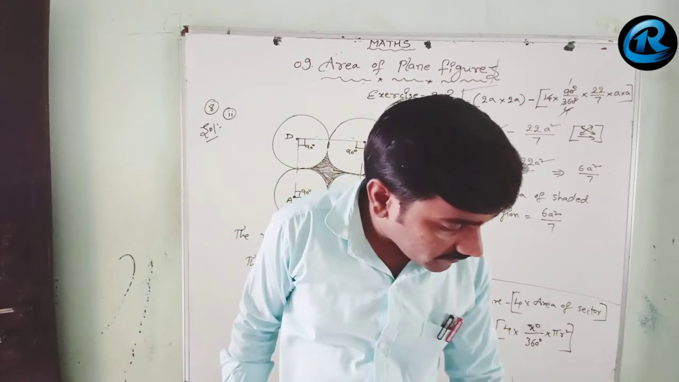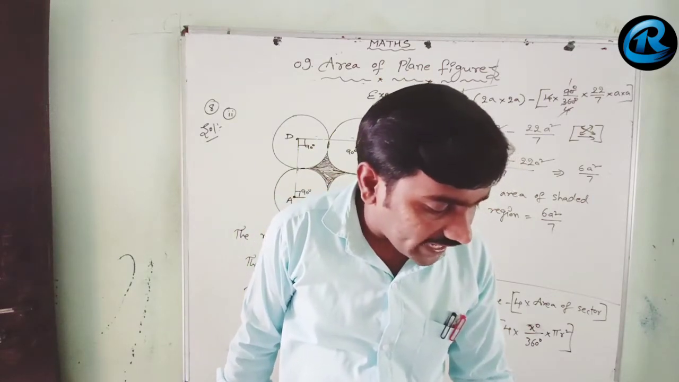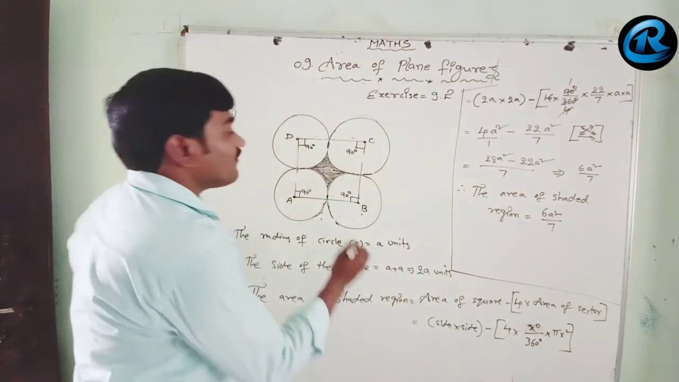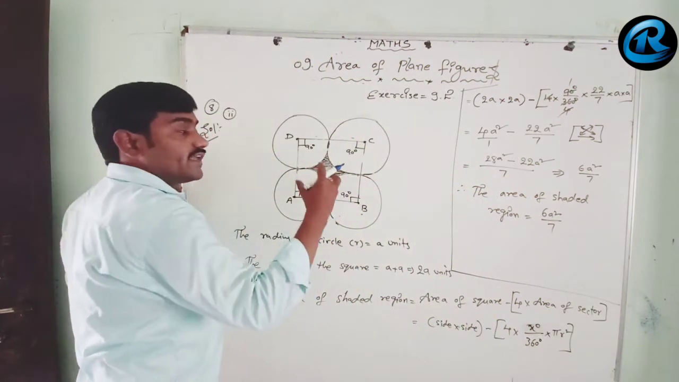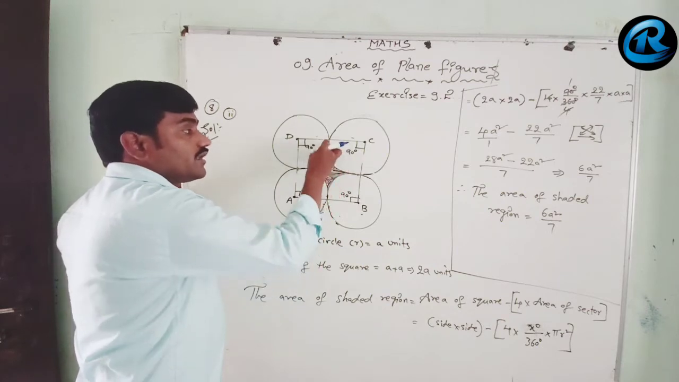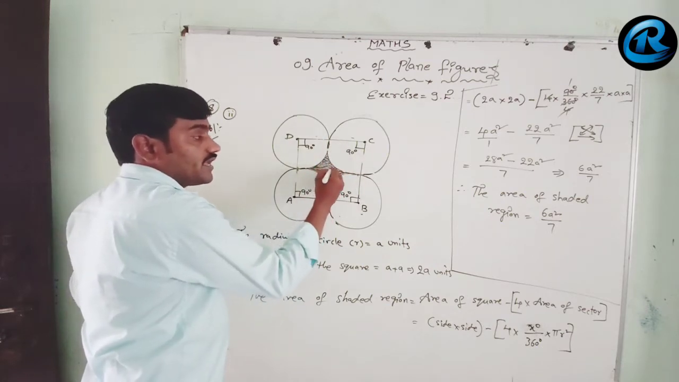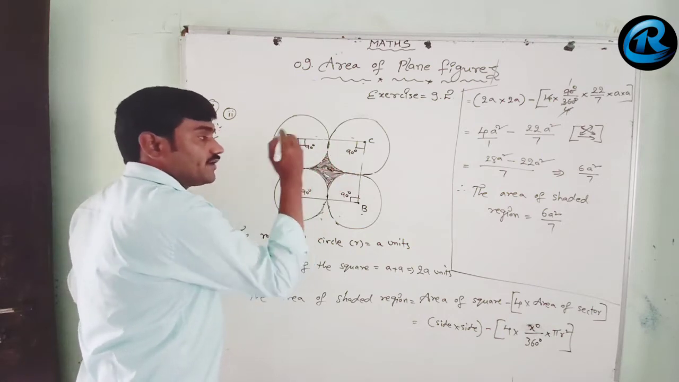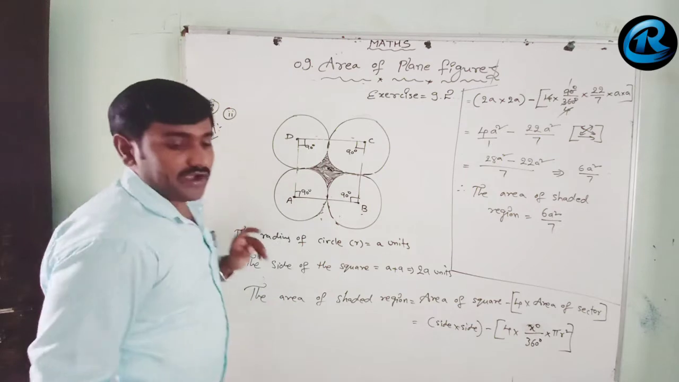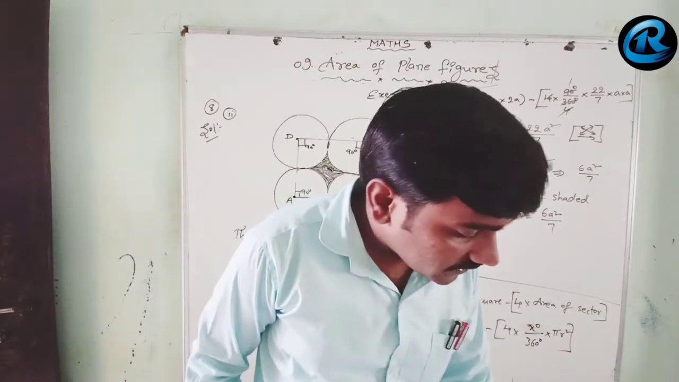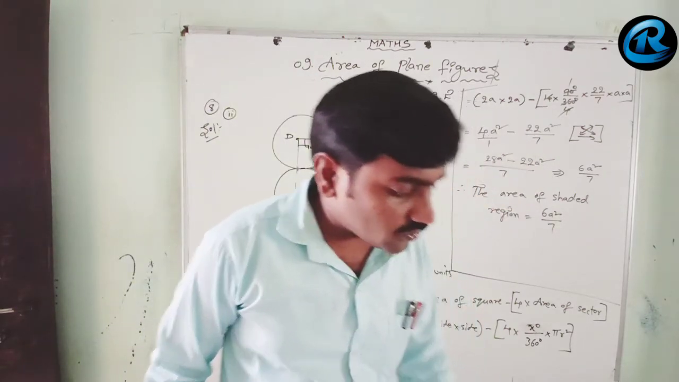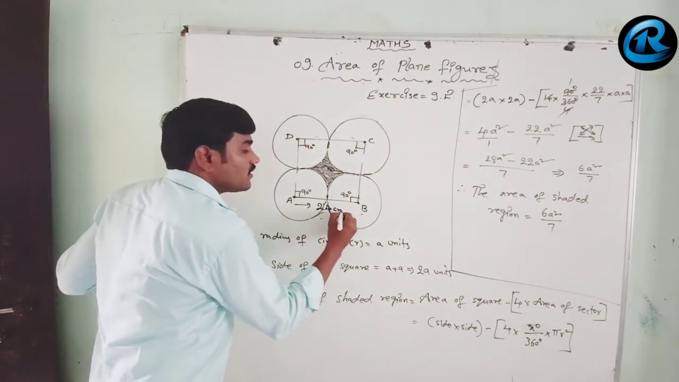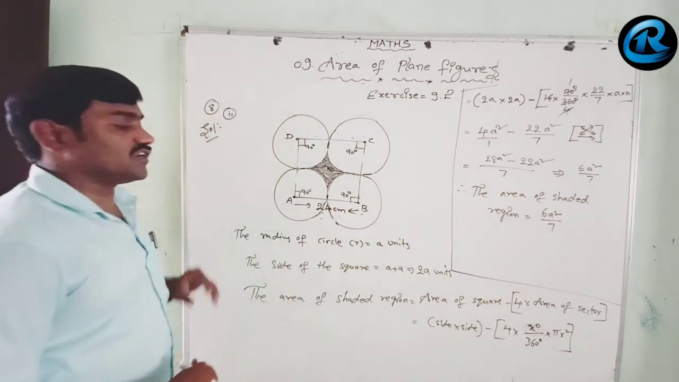Now again find the area of the space enclosed between the circumferences of the circles. That is, find the area enclosed. The area which is formed by these 4 circles, this area is enclosed by these 4 circles. This area we need to find out. If the side of the square measures 24 centimeters.